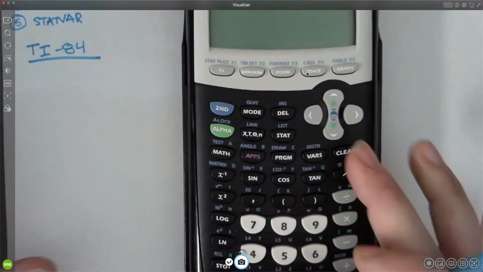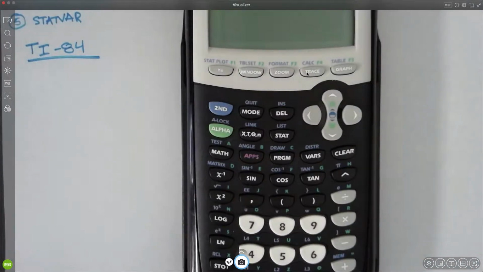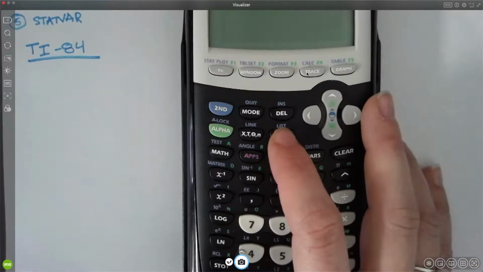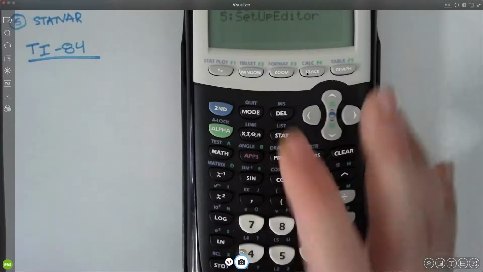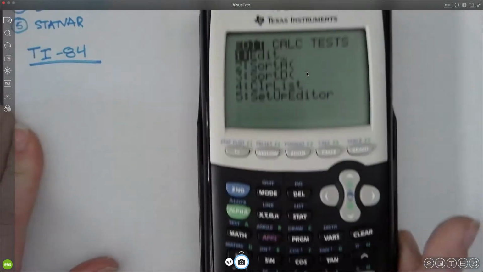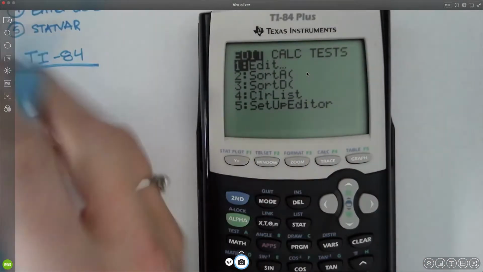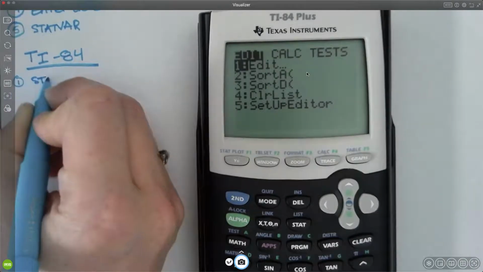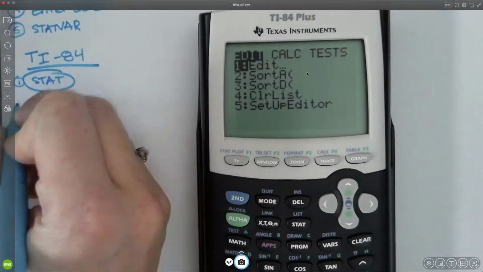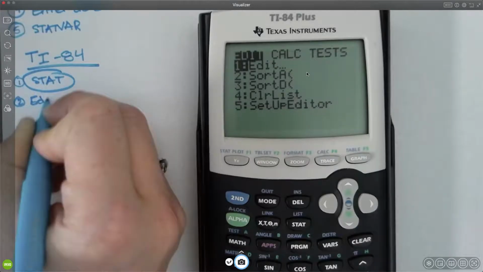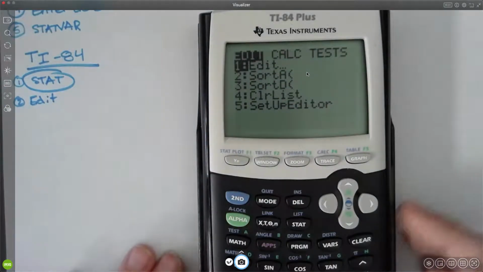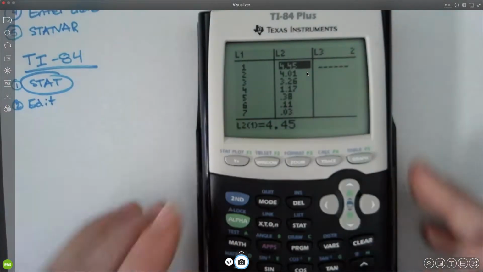First, you're going to turn it on. Then the second thing you're going to do is stat. Hit the stat button right here. Okay, stat. And it's going to take you to a screen that looks like this. Tori, this is going to look really familiar. Stat, and then we go to edit, which is the first thing highlighted on the screen, and you hit enter. Okay? All right, then I have stuff in my lists.